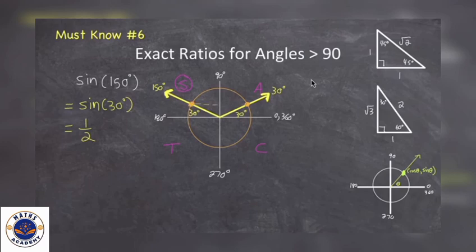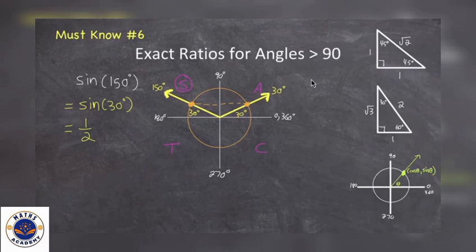exact same y-coordinate. And if you remember, the y-coordinate of where we intersect the unit circle is equal to the sine ratio of the angle. So of course sine of 150 and sine of 30 have the same value because they intersect the unit circle at 2 points that have the same y value. And the y value of those points would of course be a half.